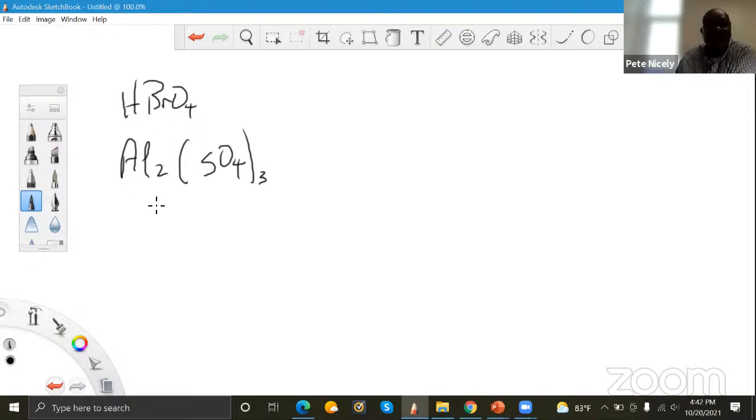Correct. K2SO3 is the answer. Okay, very good. Oh, I'm sorry, this should be 3. Okay. And then the next one is calcium oxalate. What's the formula for that one?